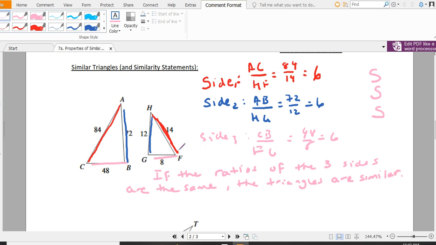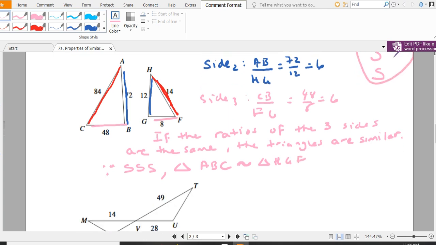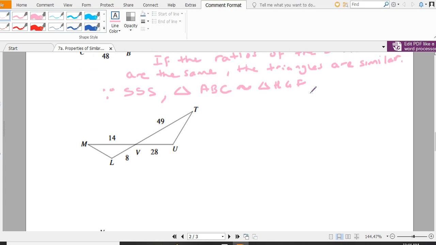And how do I write that? This looks like a therefore sign, but if it's upside down it means since, or because of side, side, side, because the ratios are the same, triangle ABC, then this little sign means similar, similar to HGF. I went from blue to pink. Okay? Let's take a look at another situation.